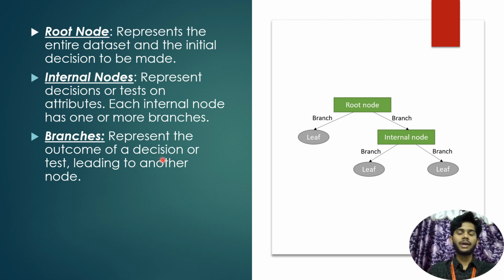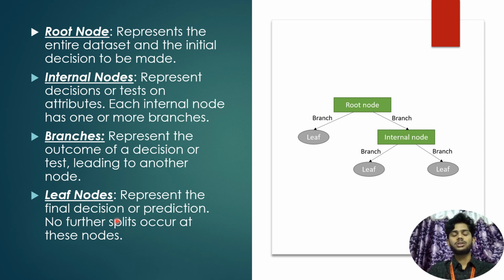Next are the branches. Branches connect two nodes. Next is the leaf node. The leaf node is the final outcome or the final decision that is predicted. These cannot be split further. This is the final outcome.